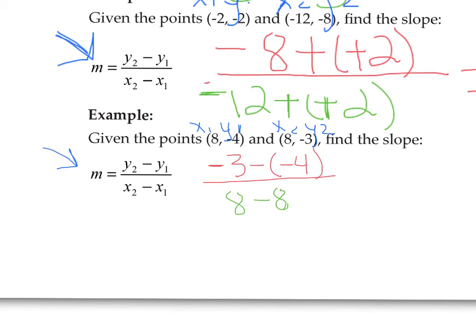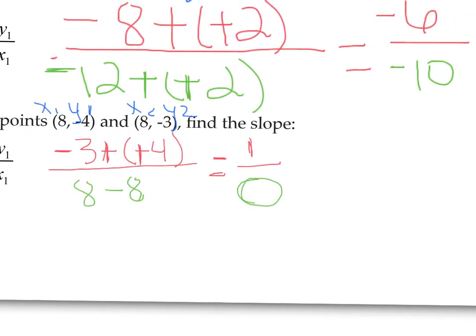All right, so in the numerator, when we simplify, these two negatives cancel to make a positive, so -3 plus 4 equals 1. In the denominator, 8 minus 8 is 0. So this is a special fraction with 0 in the denominator. If you remember your fraction review, any fraction that has 0 in the denominator is what we call undefined. So this slope is undefined. Turns out, we're going to talk about this a little bit in a couple of pages, that an undefined slope indicates a vertical line. So this is a vertical line.